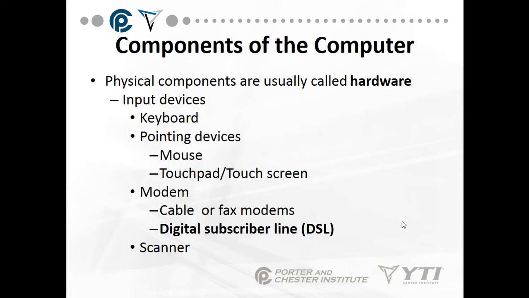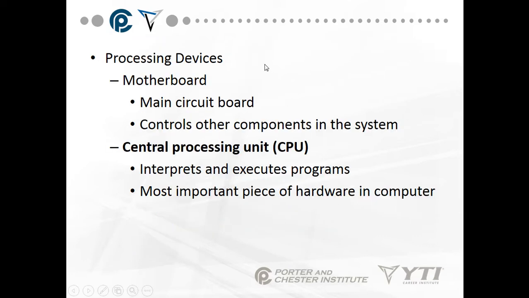Components of the computer. Physical components are usually called hardware, such as input devices, your keyboard, your pointing devices, as in your mouse or your touchpad or touchscreen, your modem, it's either cable or fax modems, and your digital subscriber line known as a DSL. Your scanner is also a component of your computer.